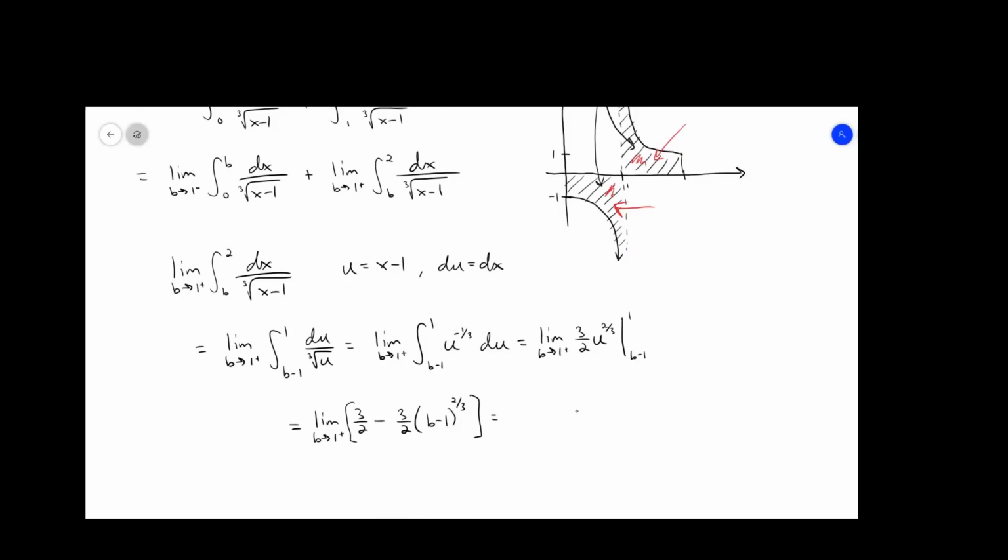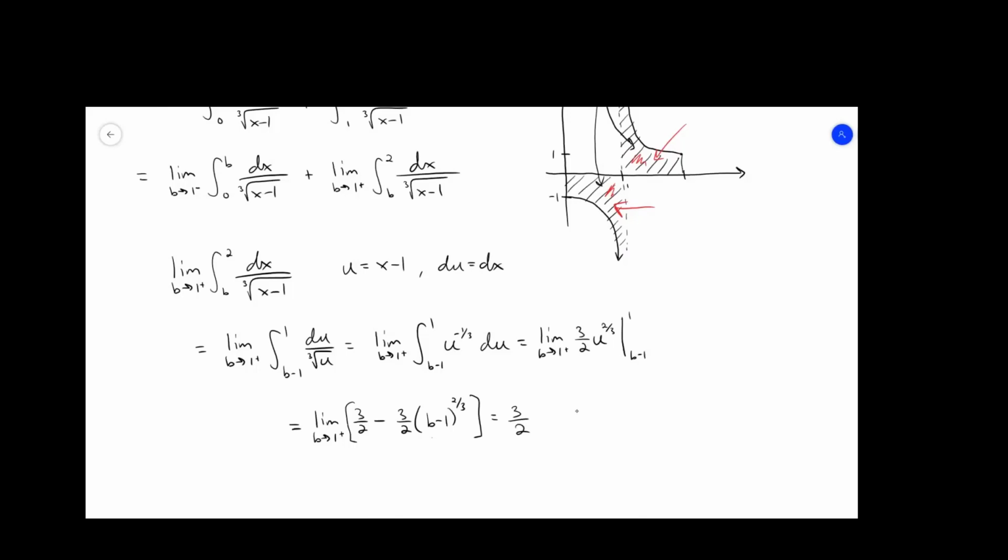Now, notice that you can do direct substitution here. If you plug 1 in for b there, you get 0. So that term is just going to be gone. And then that just leaves me with 3/2. That's it, 3/2. So what does that mean? Well, that means that this thing converges.